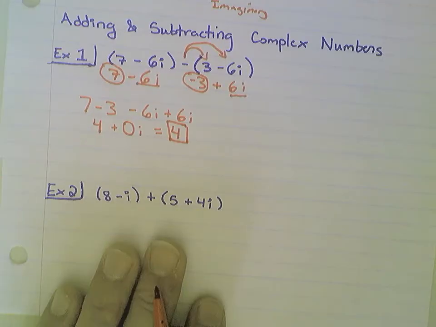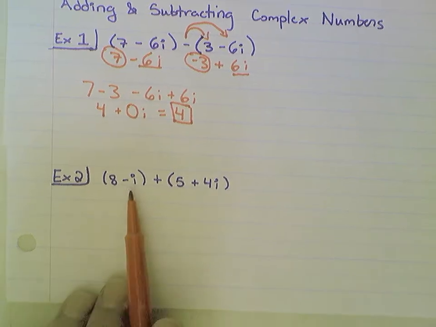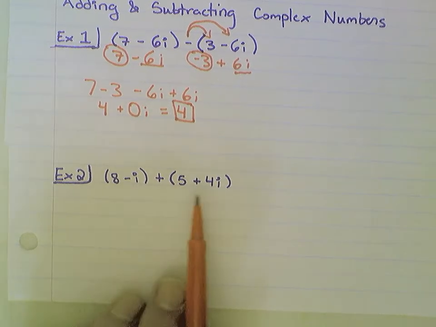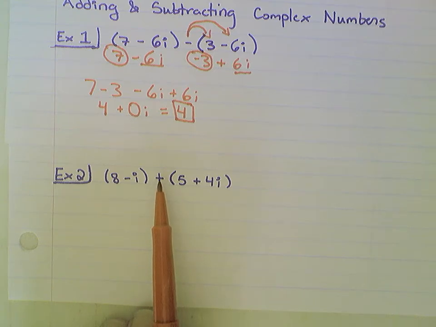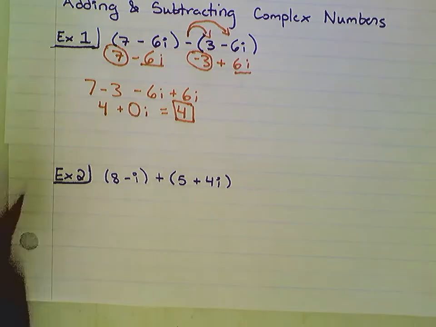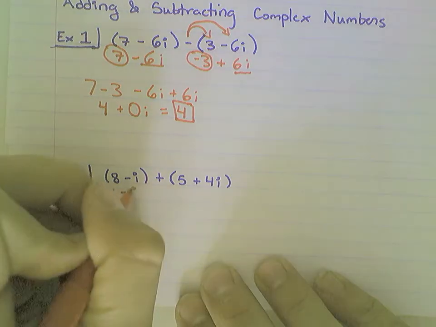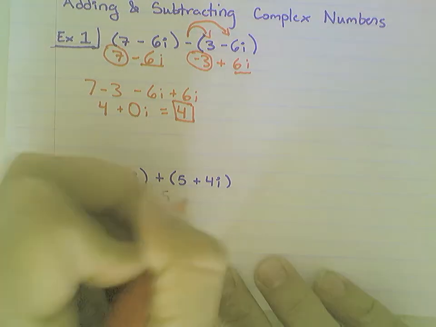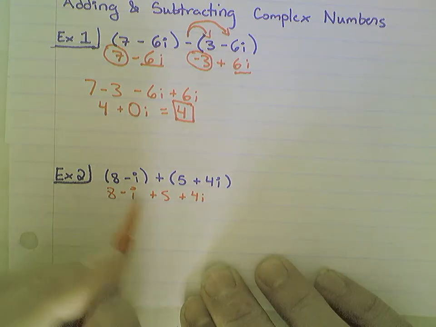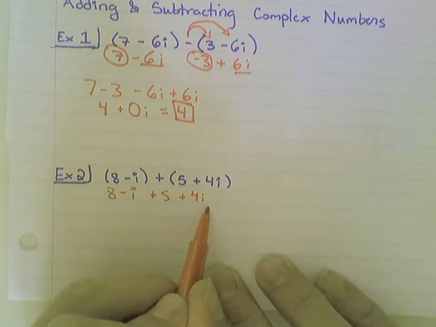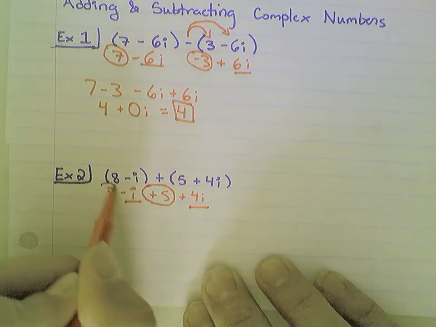Alright, let's take a look at a second example here. So suppose I have (8 - i) + (5 + 4i). Once again, there's really nothing to distribute here because a positive won't change any of the signs. So I can just copy this down without parentheses. So this is 8 - i + 5 + 4i. And then once again, this is like combining like terms. So I want to combine the i's together and then combine the numerical terms together.